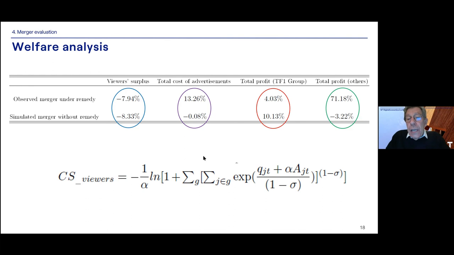Moreover, if they had not imposed the remedy, the profit of TF1 would have increased. What is interesting here is that, in fact, the decision has affected the other party of the market, and in particular has increased the profit of the other TV channels.